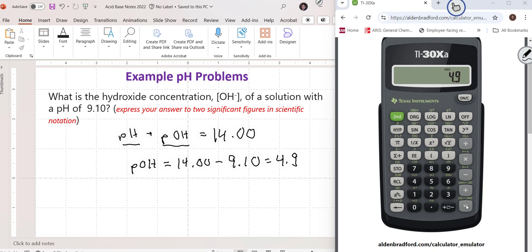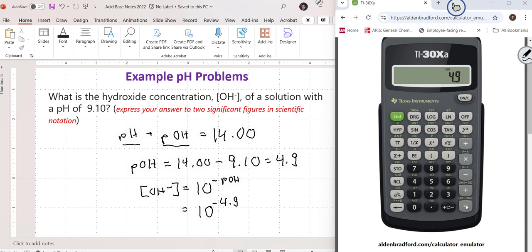Okay, so now I know the pOH, and I can calculate the hydroxide ion concentration from the previous slide. This relationship here is that hydroxide ion concentration in units of molar equals 10 to the minus pOH. So that means in this problem it equals 10 to the minus 4.9. So how do I enter that in the calculator?